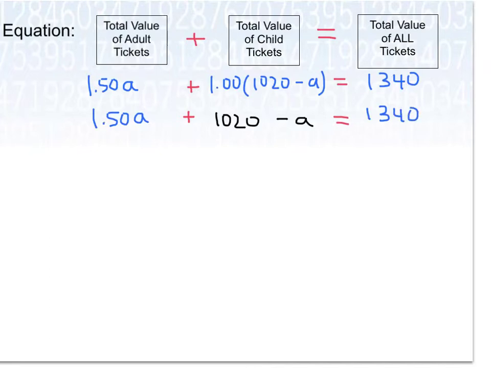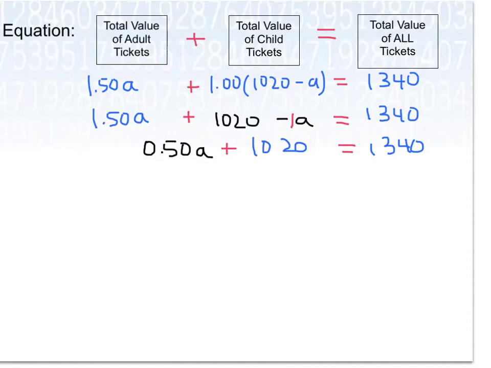I'll also bring down the equal sign and rewrite the 1,340. The next thing we will do is see if we can combine like terms on the left-hand side. And I notice that $1.50A and negative A are like terms. So if we actually combine them, we're going to subtract $1.50 minus A, or that would be minus 1A. So $1.50 minus 1 is 0.50A. We still have an addition sign with a 1,020 to equal 1,340.